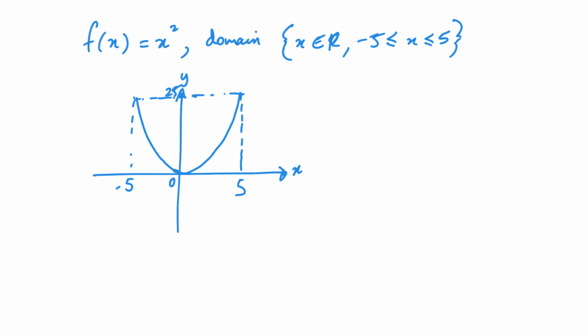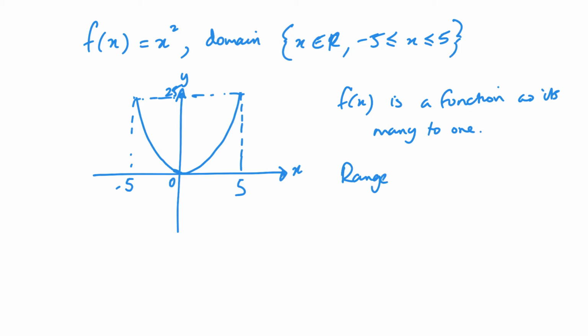So first things first, I know f of x is a function as it's many to 1, and I know that it has a range between 0 and 25, and I'm just going to write that with an inequality like so. That's just talking about the graph: the domain is those x values, the range is those y values. And that's the general thing you need to be thinking about when you're doing this.